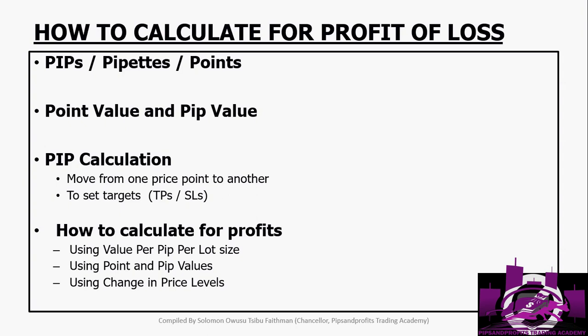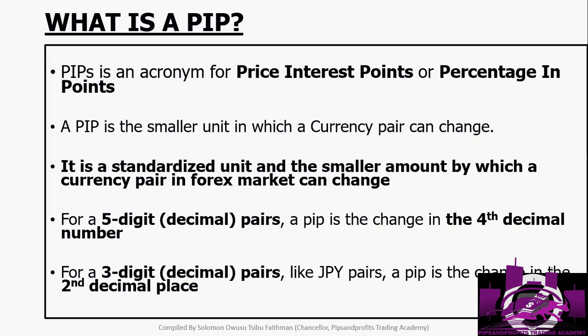Oh, we learned pip calculations. So pip calculation, we did how we calculate pips when the price moved from one particular price point to another. And then we also went into targets, how we use pips to set targets. And today we will look at how to calculate for profit or loss. Okay. So we said all the things that you needed to know about pips. We said all of that. So if you were not here, please, the link to the recording was put on the platform.